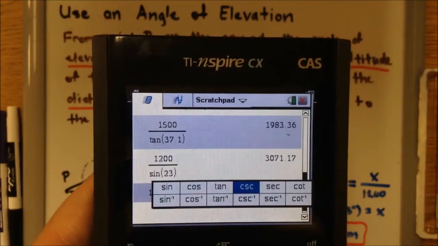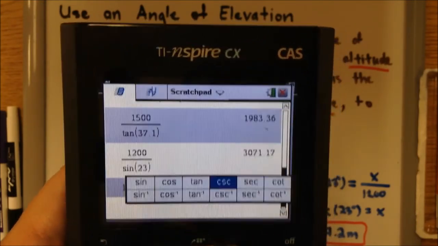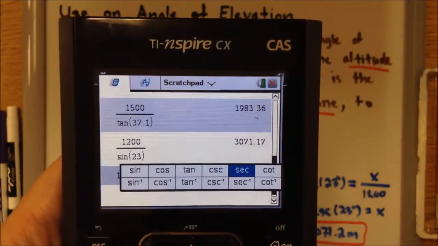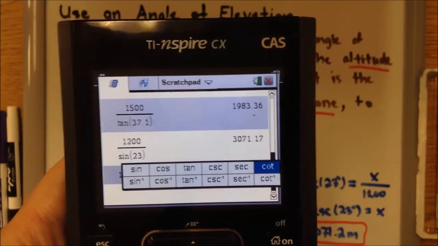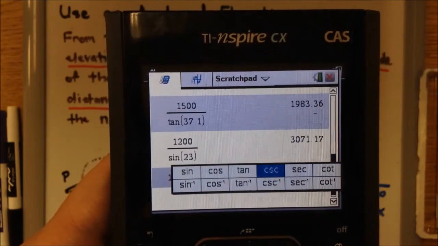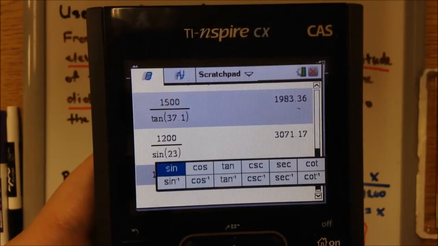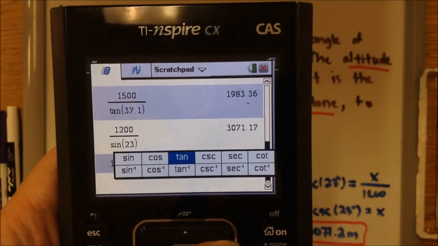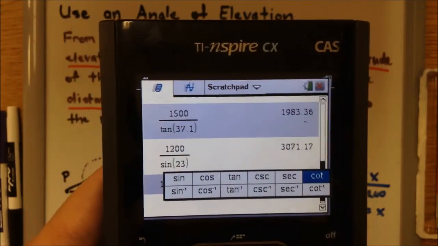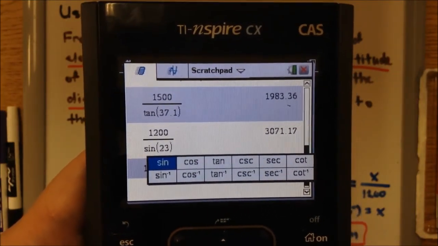So if you plan on using cosecant, you have to type it as 1 over sine. If you're using secant, you have to type it as 1 over cosine. If you're using cotangent, you have to type it as 1 over tangent. So in the best case scenario, if you're using scientific calculators, TI-83s, or TI-84s, just stick with sine, cosine, and tangent. But when you're using the TI-Nspire, you're able to use any of the six functions.